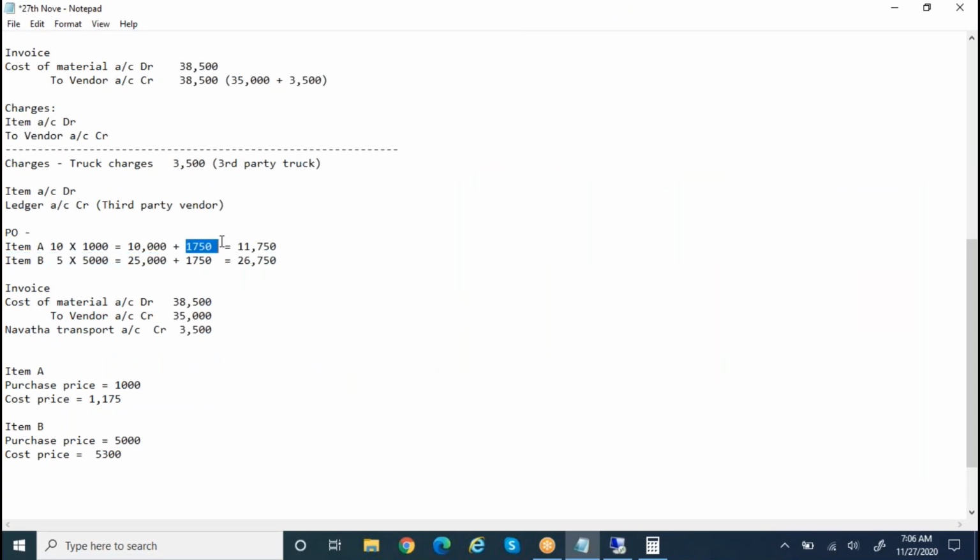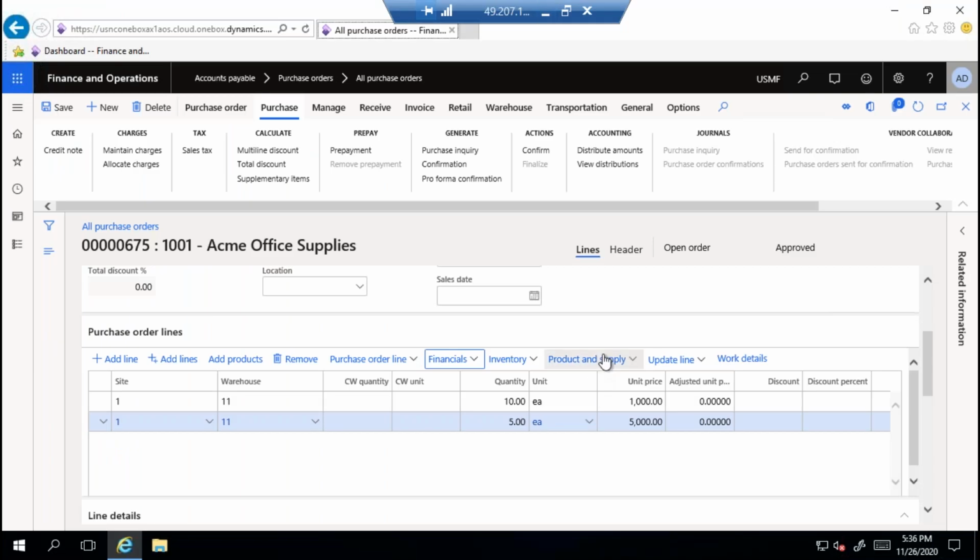If the first line is updated with 1750, then the total value will become 11,750, and then it will be divided by 10 because of 10 quantity, and as I told you, the cost price will be updated in the system. The system will do all these things, you need not worry. The system will do it in the back end. If you are splitting like this, these calculations will be updated automatically. Okay, this is one method.